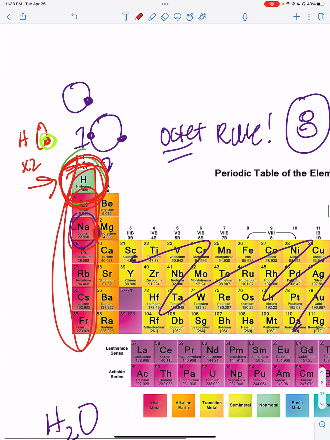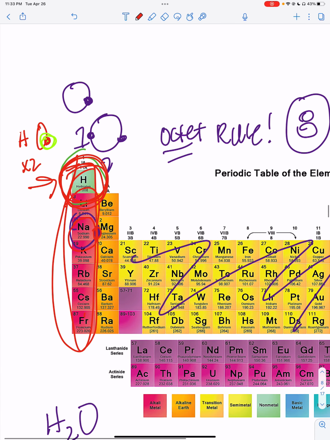Whereas this group right here, 1, 2, I'll do the laser pointer. So 1, 2, 3, 4, 5, 6, 7, 8. And this is going to be one that has that octet rule. Same with this one here. And then your transition metals always do some funky things, and I don't remember them, truthfully.